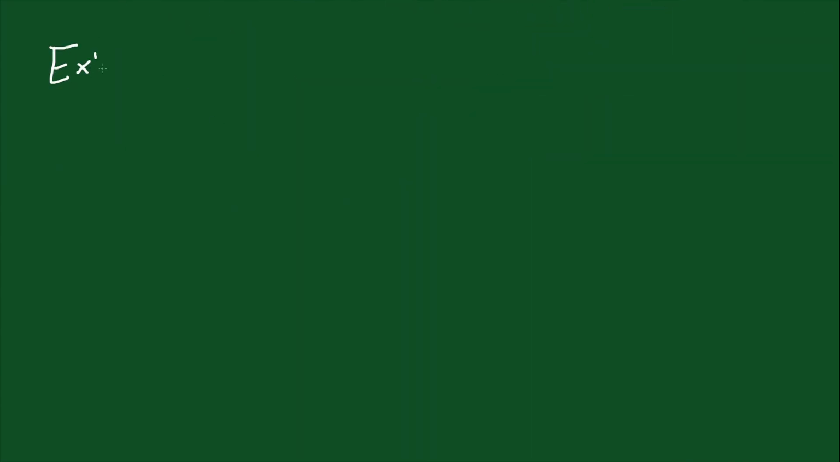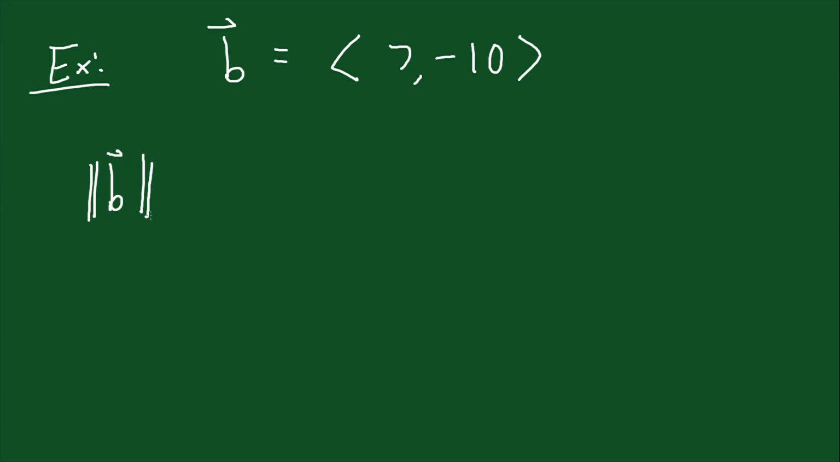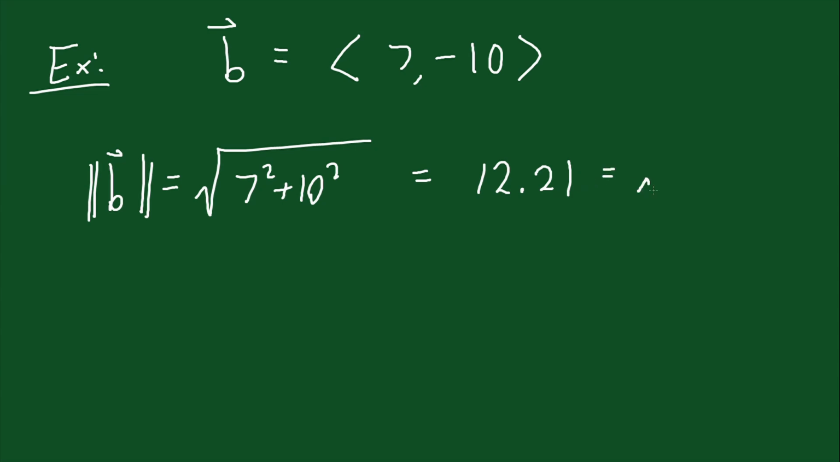So example, let's say we have vector b. Vector b can be equal to, I'll just make up some numbers, 7 minus 10. How about that? And I want to find the component form of the unit vector that has the same direction as this. Okay, so we start by finding the magnitude of vector b. That is the square root of 7 squared plus 10 squared. If you do that, you should get the answer 12.21 approximately, and you should use the exact value, the square root of 149, right? 7 squared is 49, 10 squared is 100, so square root of 149. That's the number we should use, right?